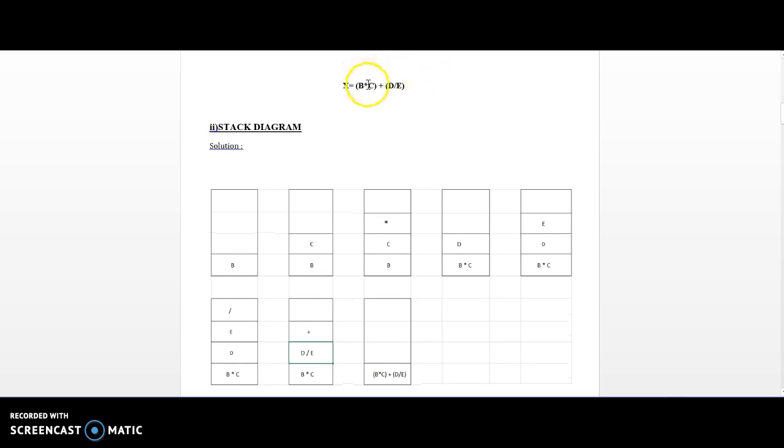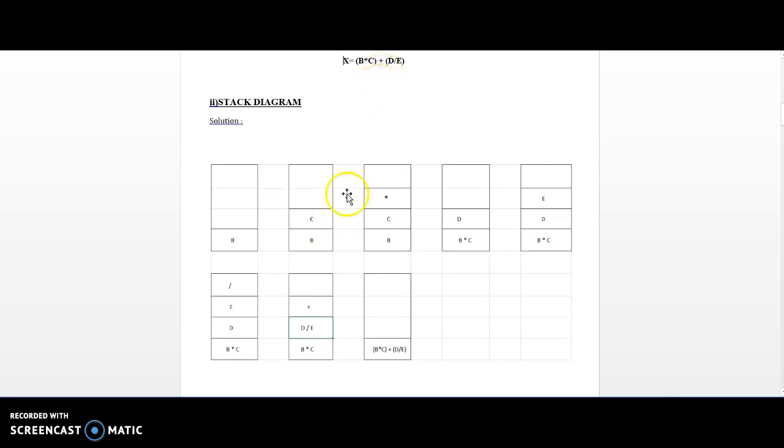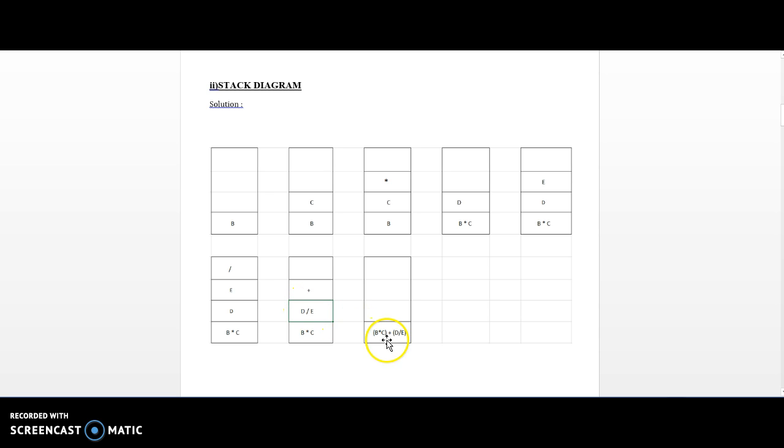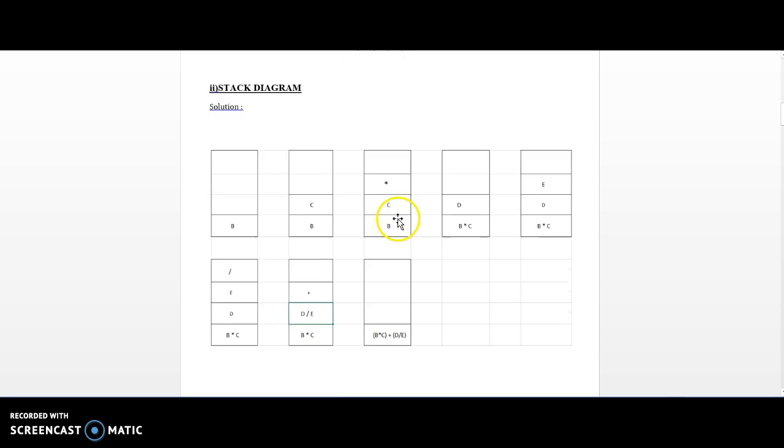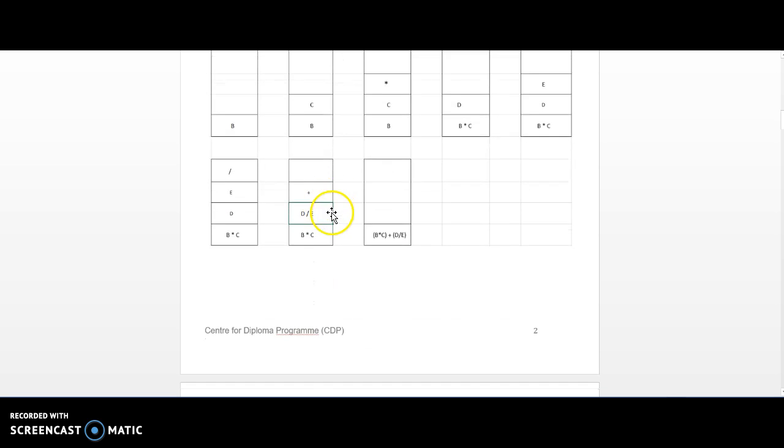And then you see this addition in between both of these brackets. You push the add over here, and then you'll get this equation just like the infix notation equation. And this is our stack diagram.